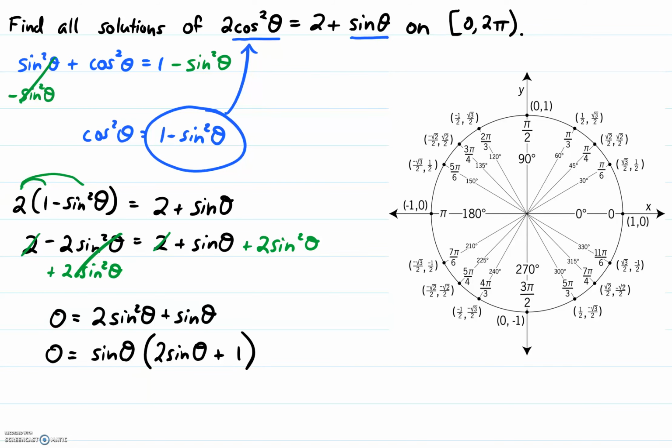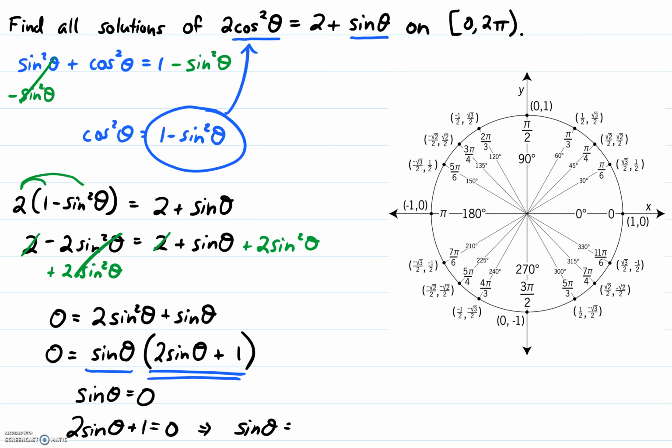Now what we can do is, since we have two things multiplied together equaling 0, we can use the zero product property to set each of those equal to 0 separately and then solve them separately. So the first one, of course, will just be sine theta is equal to 0. And we'll look at that on the unit circle here in just a second. And the other one is 2 sine theta plus 1 is equal to 0. But if we subtract the 1 and divide by 2, what that's actually going to give us is that sine theta is going to be equal to negative 1/2.